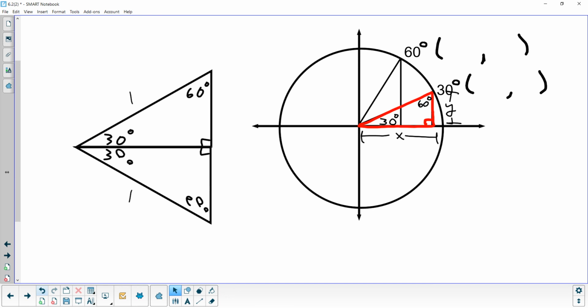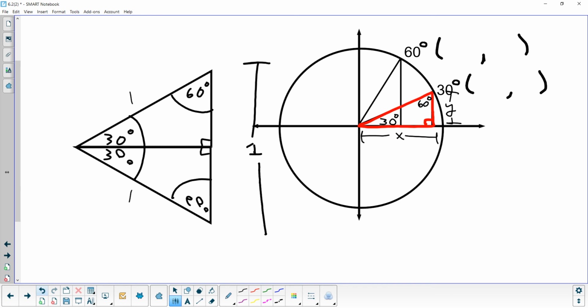Now, I know I have a triangle, but I want to be a little bit more specific. What kind of triangle is that big triangle now? Isosceles? Or equilateral? It's equilateral. This is 60, this is 60, this is 60. All the angles being the same means all the sides are the same. So we know that side is 1, this bottom side is 1, but more importantly, this side is 1.